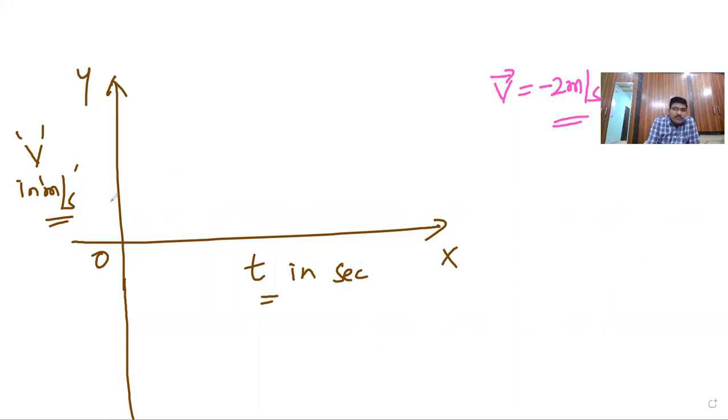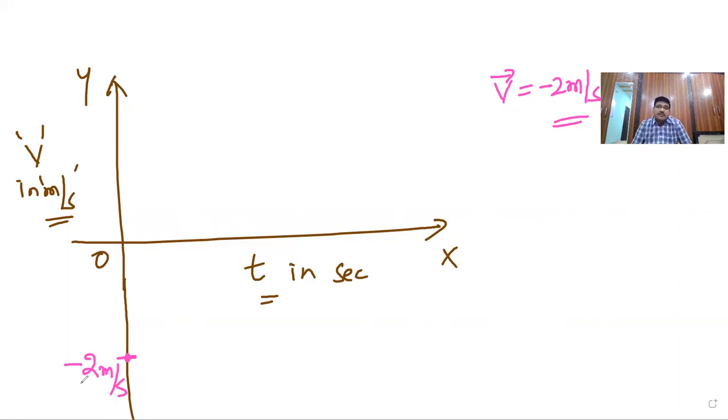So this is the positive y-axis and this is the negative side of the y-axis. On the negative side, I mark minus 2 meter per second. Upward is positive velocity, downward is negative. Since the velocity is negative, I have to indicate downward minus 2. Here I have indicated it.